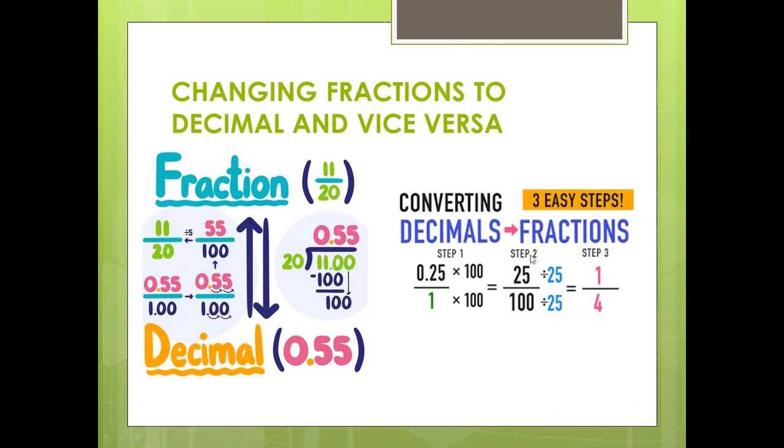And then we are going to reduce 25 over 100 to its lowest terms, and we got the answer of 1 over 4. So by converting decimals into fractions, an example that we have is 0.25. Our answer would be 1 over 4.